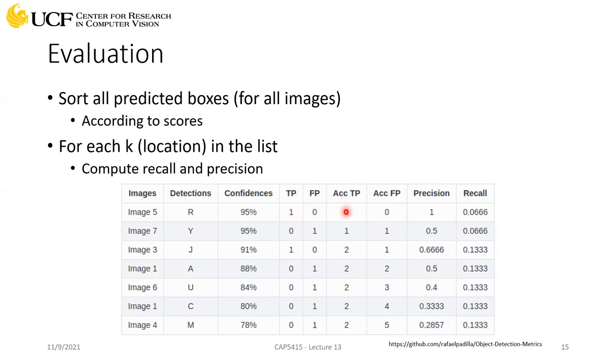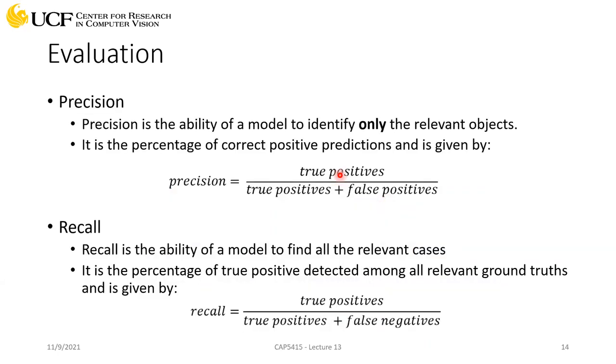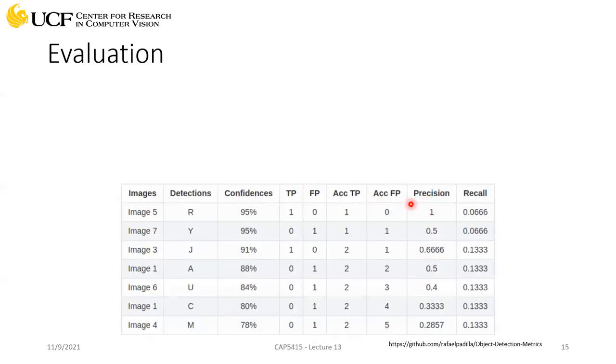Now using these two numbers, you know how to compute precision and recall. You have the formulas. Let me quickly go back. These are the formulas. You just need true positives and false positives, true positives and false negatives to compute these. So precision will be 1 over the total number of predictions, which is also 1, so precision will be 1. And recall will be the number of correct predictions, which is 1, over the total number of ground truth bounding boxes. In this case, it's a big number, maybe 20 or 15. So it will be 1 over 20, and the recall is 0.06.